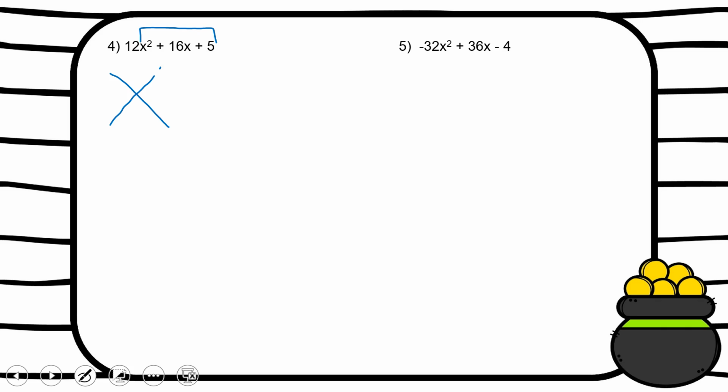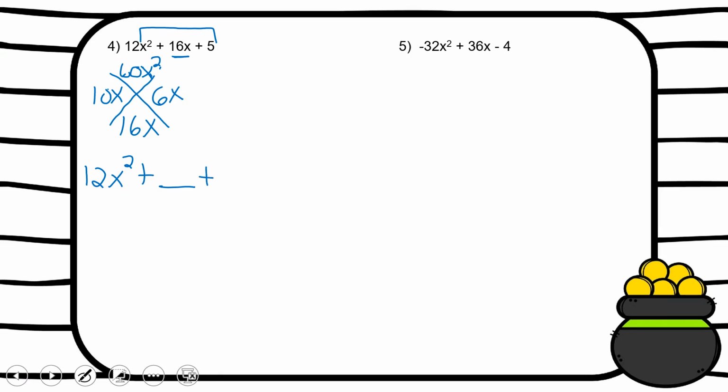First times last, that's a bigger number. That's a 60x squared. And then the bottom is the middle term, so 16x. Well, what two numbers multiply to be 60x squared and add to be 16x? Well, that would be a 10x and a 6x. And I'm going to use that to rewrite my trinomial.